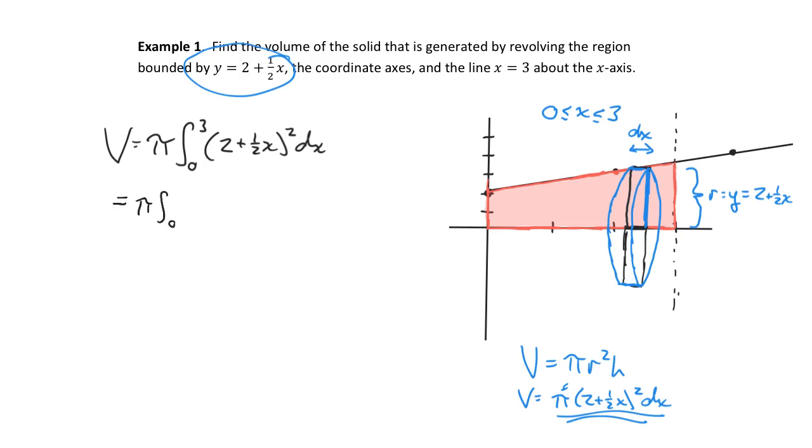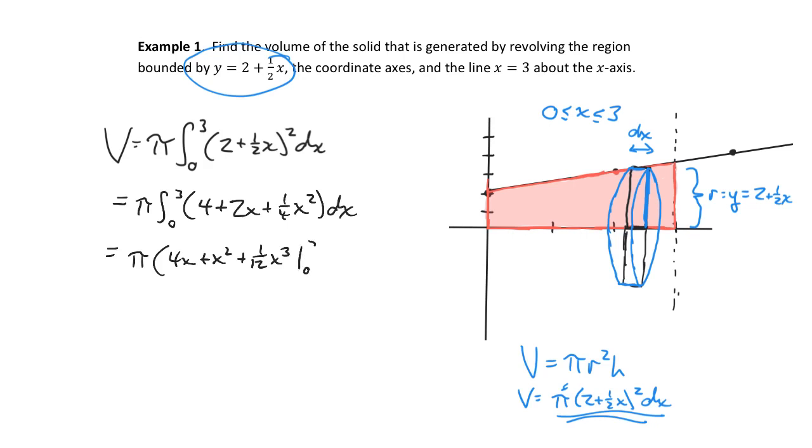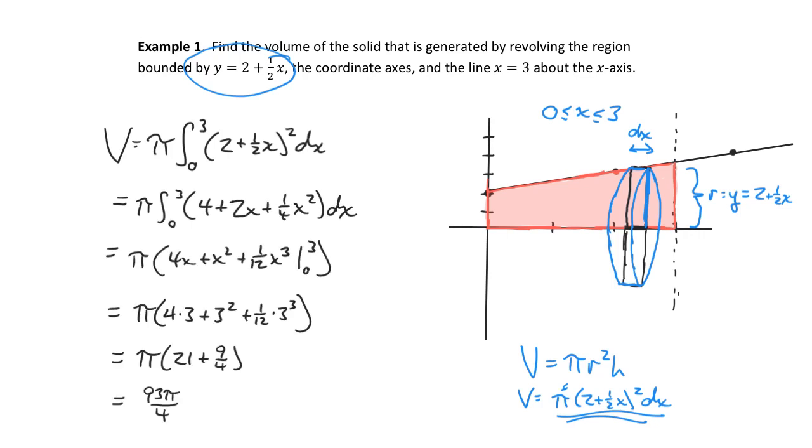It's going to be pi times the integral from 0 to 3 of 4 plus 2x plus 1/4 x squared dx. And then we integrate. Pi times 4x plus x squared. Ooh, this is going to be an ugly fraction. Plus 1/12 x cubed evaluated from 0 to 3. Fortunately, when we evaluate it at 0, we will get 0. Pi times 4 times 3 plus 3 squared plus 1/12 of 3 cubed, which, after simplifying, is 93 pi over 4.